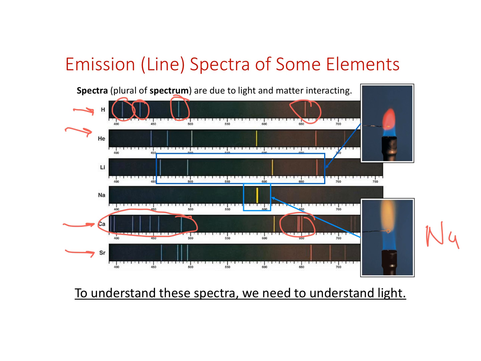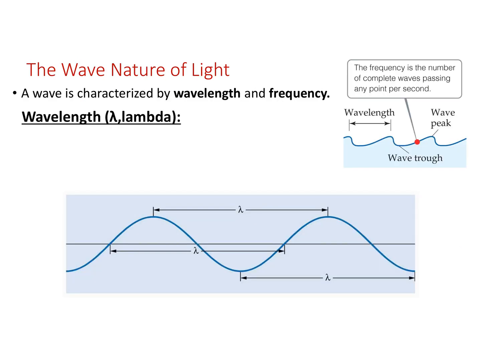So that's what we're trying to answer. Why do these different elements, when they're excited, when they're burned, give off different colors, and why are those colors composed of different discrete wavelengths of light? Where is that coming from? Well, before we can answer that question, we need to look a little bit at light and a little bit at the electromagnetic spectrum as well.